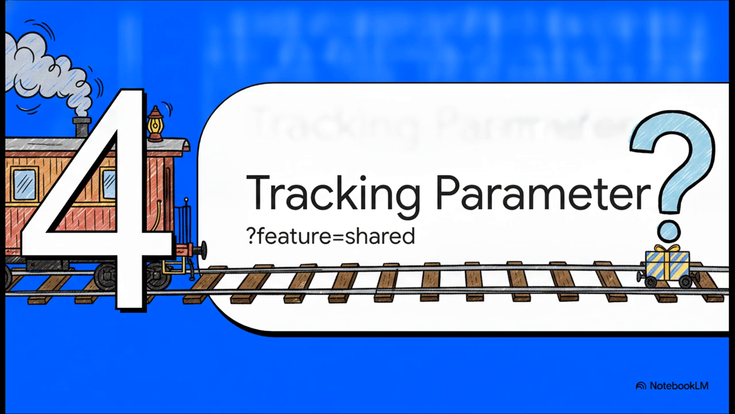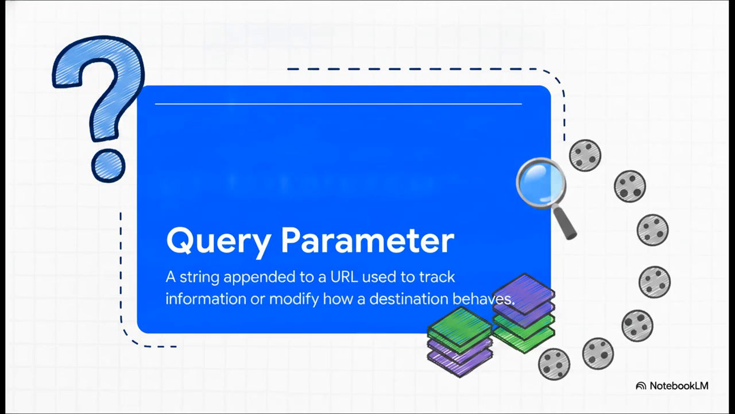Finally, we hit part 4, the tracking parameter, feature equals shared. This little snippet is basically the caboose of our digital train, but it is carrying totally different cargo. That question mark acts as a separator. It's telling the server, hey, the core address is finished, but here is some extra context for you. This is known as a query parameter. So, the crucial point here is that it acts as a tracking breadcrumb. It doesn't actually change what video you see, but it absolutely changes what the server knows about how you got there in the first place. It's metadata, literally, data about data.